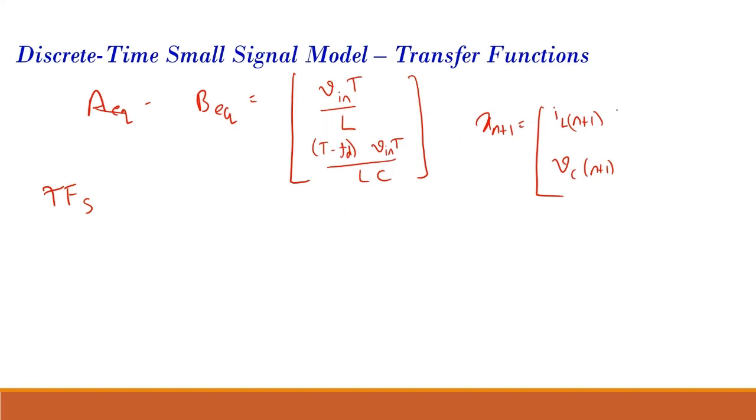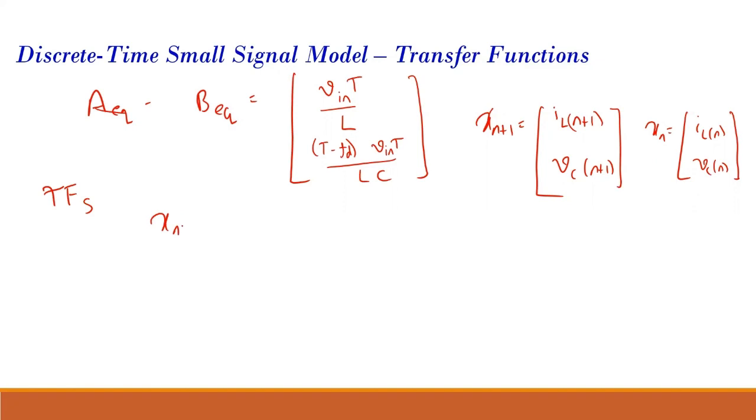IL of n plus 1 is my inductor current at the n plus 1 instant, and VC of n plus 1 is the capacitor voltage at the n plus 1 instant. Similarly, IL of n is the inductor current at the nth sampling instant, and VC of n is the capacitor voltage at the nth sampling instant. So this is my vector. X of n plus 1 is a vector because it consists of two states, IL and VC, and n denotes the instant. Now I want to find the transfer function.